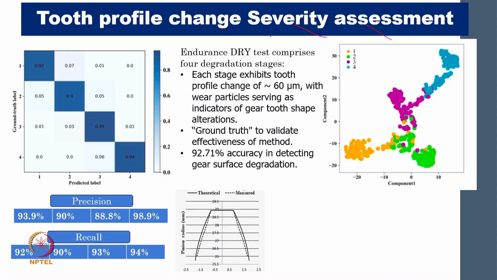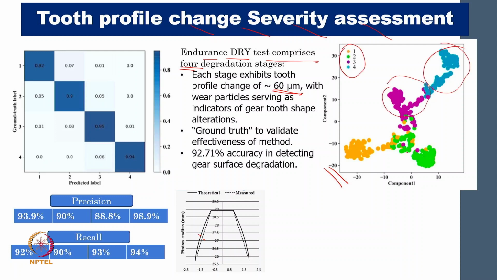Now coming to the severity of the wear, where they conducted the test related to dry, and they divided it into 4 degradation stages. What is the meaning of 4 degradation stages? They say every stage has a 60 micron degradation. That means this is a profile, and if the next line comes to 60 micron, then that's stage 1, 120 micron is stage 2, 180 micron is stage 3, something like that. In the t-SNE chart they have shown, we are able to see 1, 2, 3, 4, we are able to see the clusters.